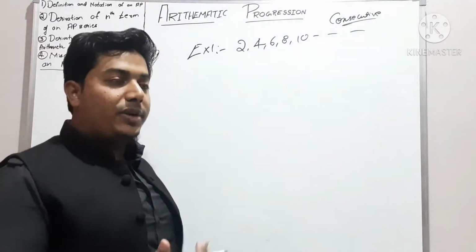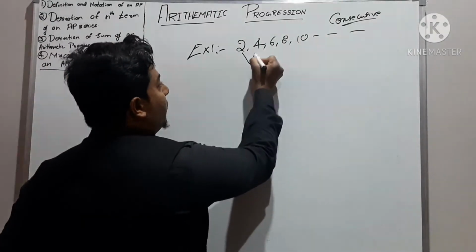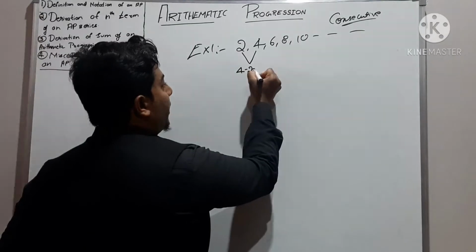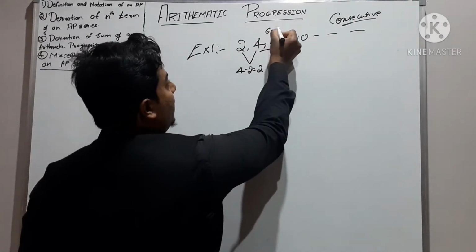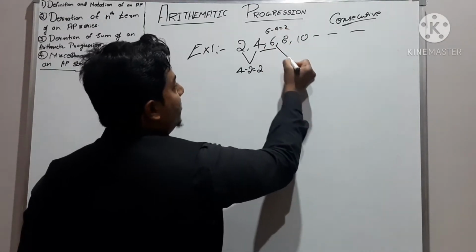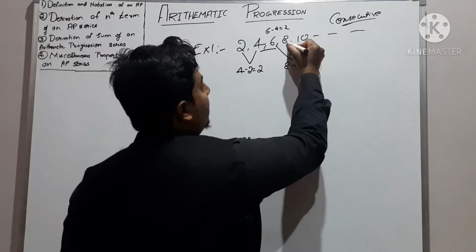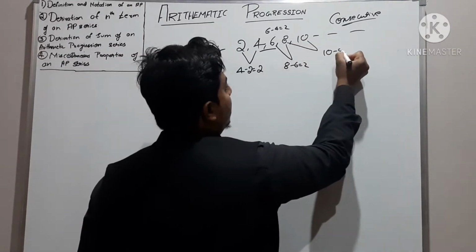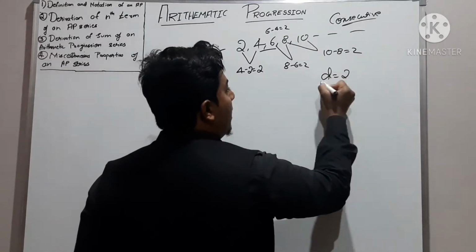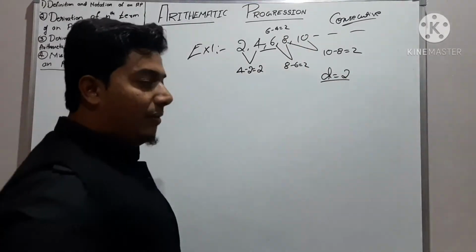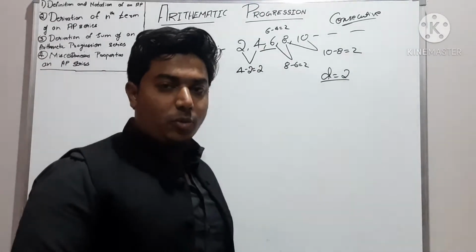As by definition, we will take the difference between the two consecutive numbers. Here the difference 4 minus 2 is 2. The difference 6 minus 4 is 2. The difference 8 minus 6 is 2. The difference 10 minus 8 is equal to 2. So here the common difference d is equal to 2. This set of even numbers arranged in ascending order is an example of an arithmetic progression series.